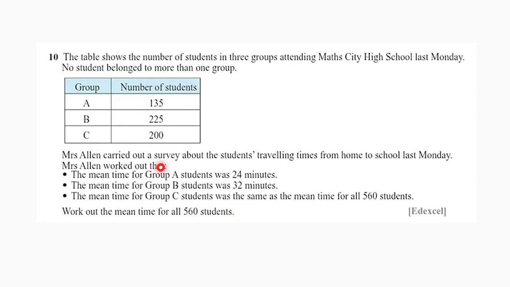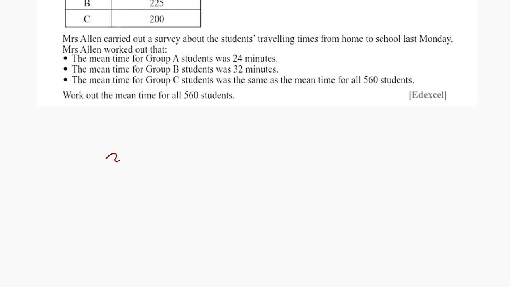Mrs. Allen carried out a survey about students' traveling time from home to school last Monday. Mrs. Allen worked out that the mean time for Group A students was 24 minutes. The mean time for Group B students was 32 minutes. And the mean time for Group C students was the same as the mean time for all the 560 students, which implies there are 560 students altogether. We are asked to work out the mean time for all the 560 students.